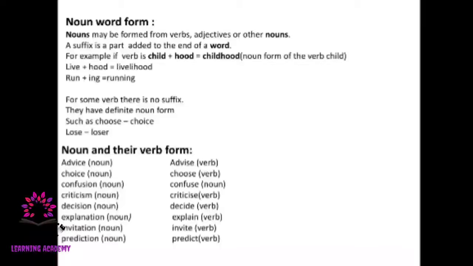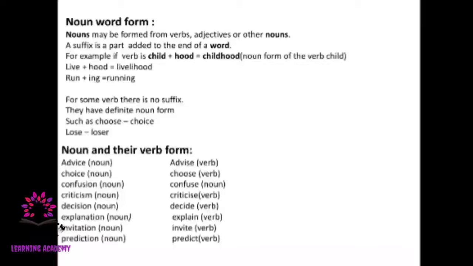Some noun or verb, they do not have suffix. Like choose, it has definite noun form, that is choice. Lose, that is loser. See here, you can understand correctly here, noun and their verb. Advise. See, noun, check the spelling. Advise spelling is different. Verb advise spelling is different. So, it is similar, but spellings are different.